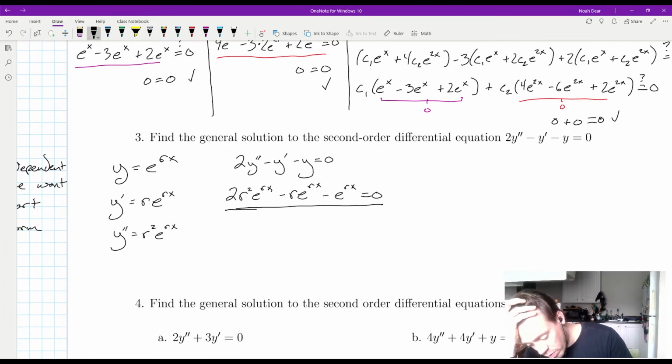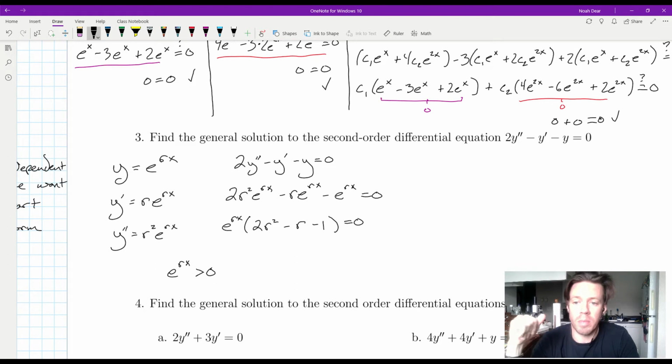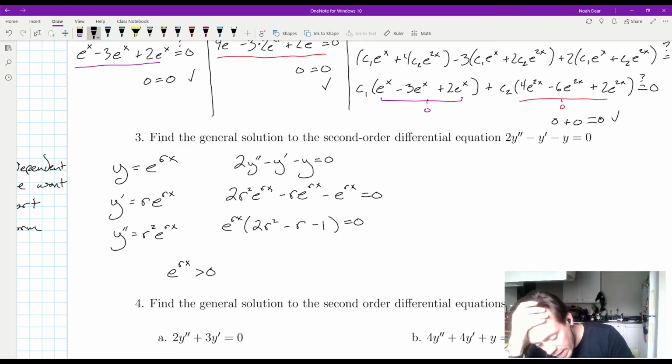Going back here, 2r squared e to the rx minus r e to the rx minus e to the rx. We can factor out e to the rx from this whole thing, and we're left with 2r squared minus r minus 1 equals 0. Now, e to the rx is always positive. No matter what r and x are, that will always be a positive value. So we can divide it out and say that the only solutions to this equation are going to be from 2r squared minus r minus 1 equals 0.